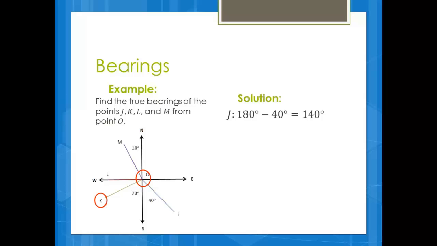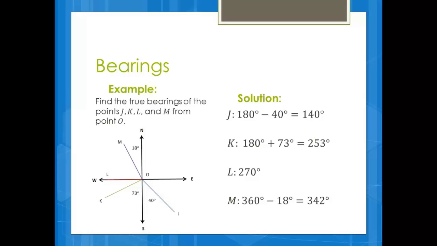The bearing from O to K will be 180 degrees plus 73 degrees, giving 253 degrees as our bearing. The point L is directly west of O, so the angle through which you need to turn from facing north will be 270 degrees, or 3 lots of 90. The bearing of M from O is calculated by subtracting 18 degrees from 360, giving 342 degrees.